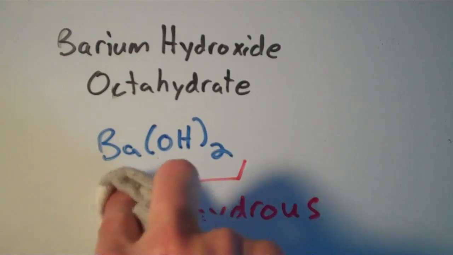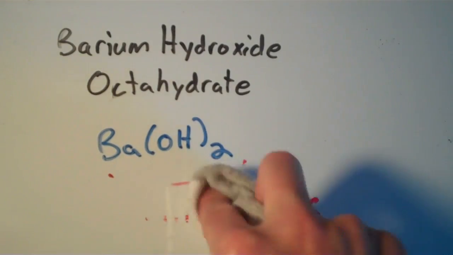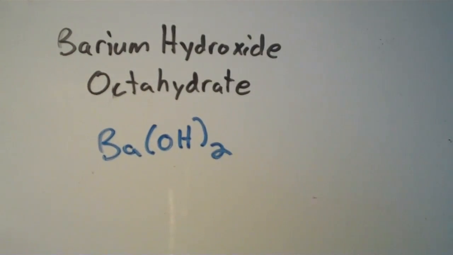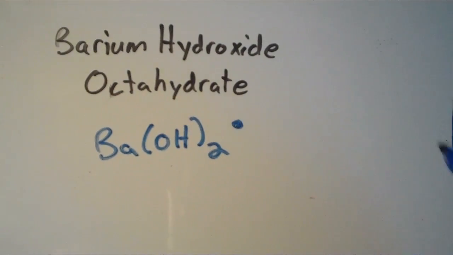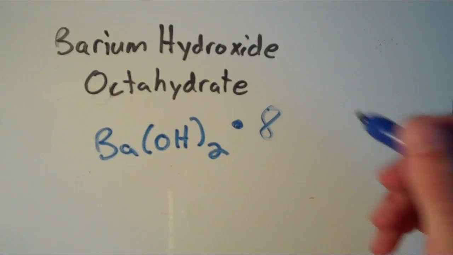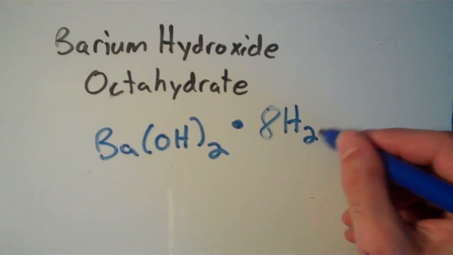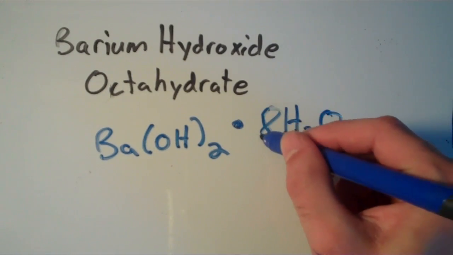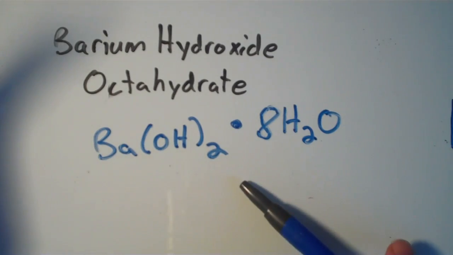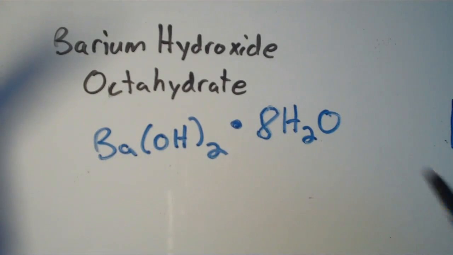But of course we want the formula for barium hydroxide octahydrate. So we put a raised dot, and then the prefix octa means 6, or excuse me, 8. So 8 H2O. So the formula for barium hydroxide octahydrate is BaOH2 raised dot 8 H2O.